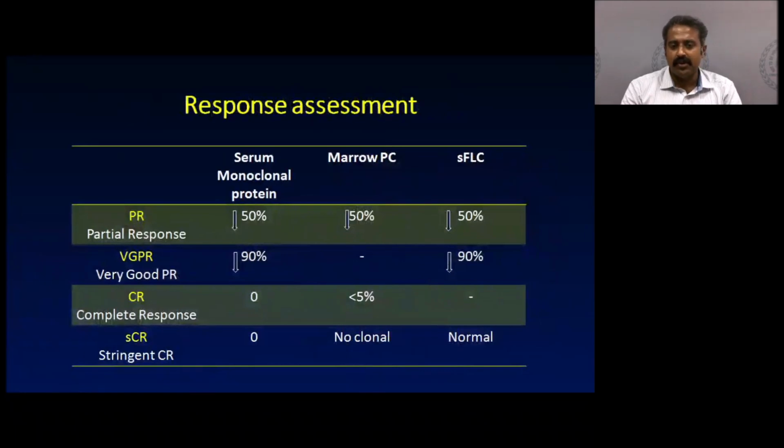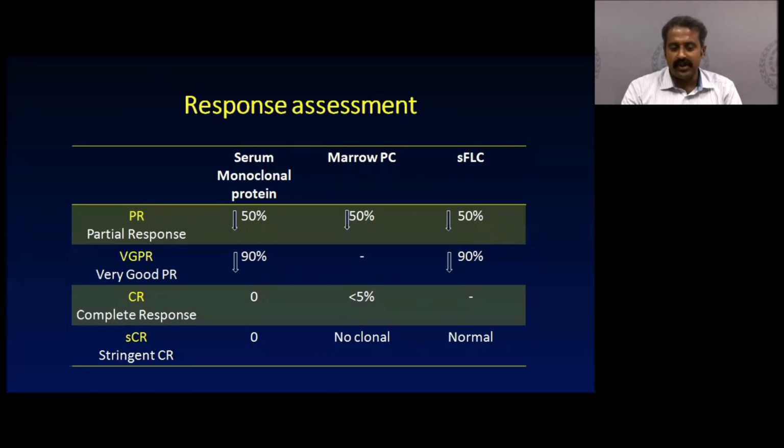Now after treatment, how do you look at the response to treatment? Depending upon the response, you can have a partial response, a very good partial response, a complete response, or a stringent response. If the monoclonal protein becomes zero, or the monoclonal protein is absent, and the bone marrow plasma cells are decreased to less than 5%, you can call it a complete response.